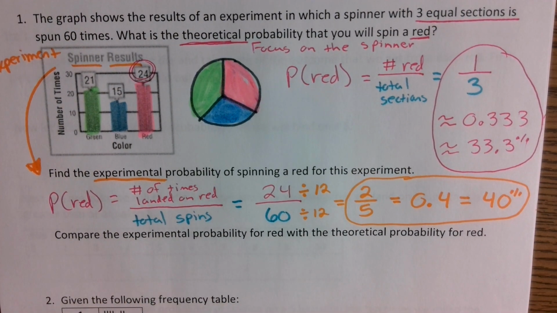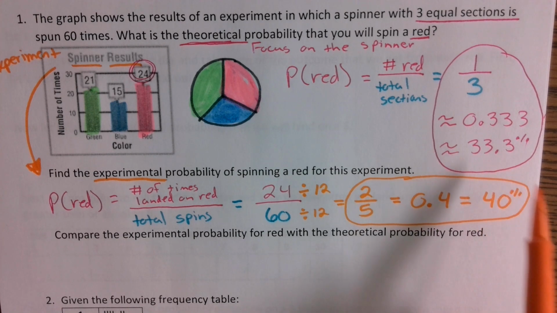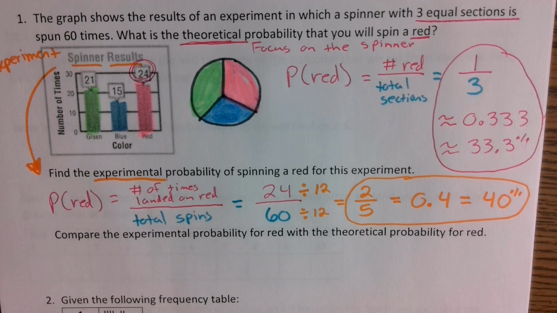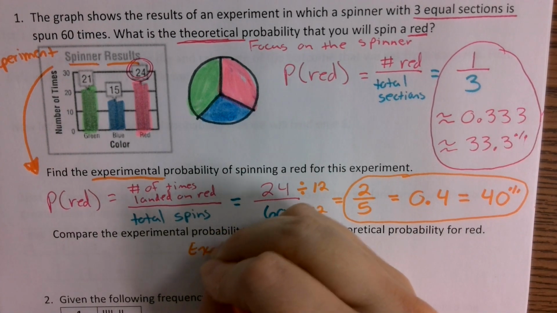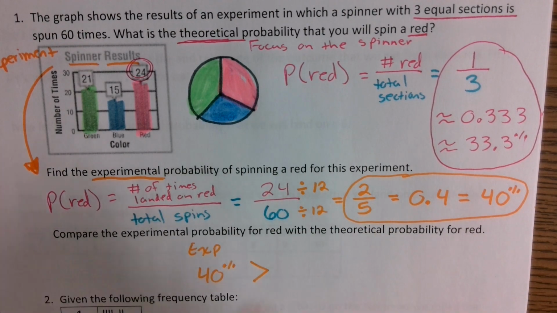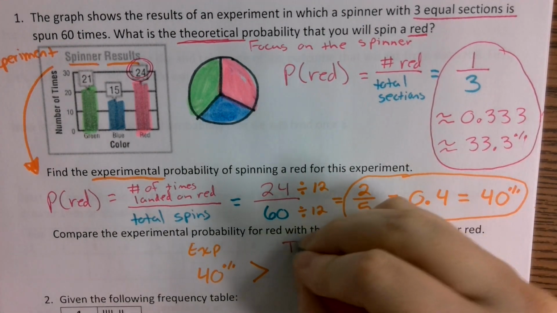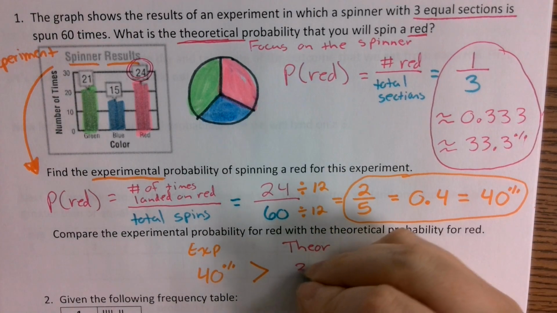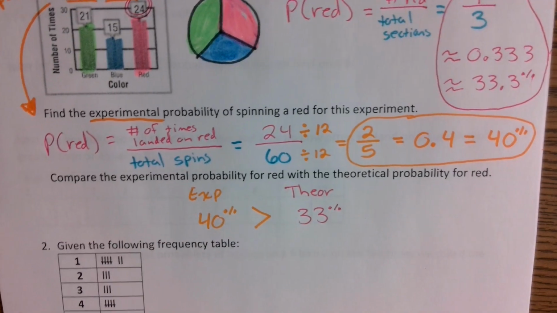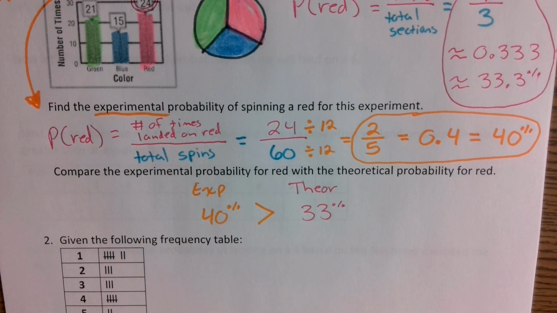So now I want to compare. We're going to compare experimental probability and the theoretical probability. Are they the same? Are they equal? Is 33.3% the exact same thing as 40? No. Our experimental probability, which is 40%, happens to be greater than our theoretical probability, which is about 33%. Okay, they're not the same. Right now, our experimental probability is a little bit off.